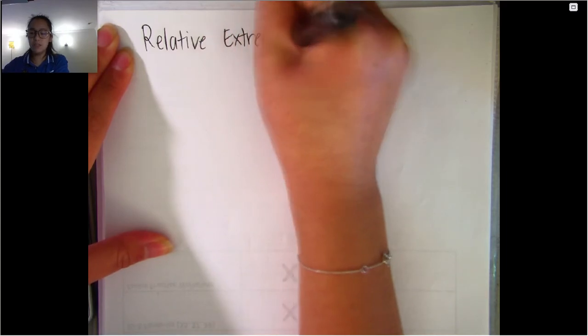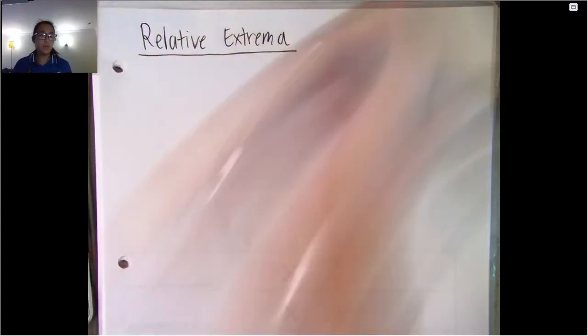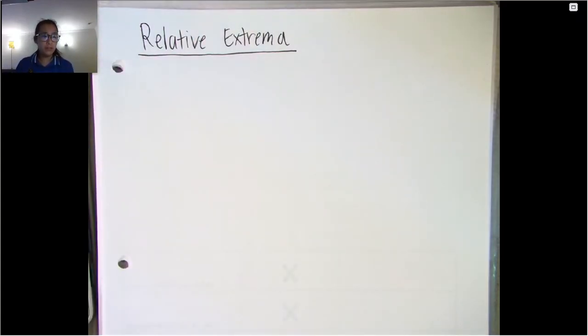Today we're going to be talking about relative extrema. We talked about this a little bit before, and so y'all should know the general look of relative extrema, but I wanted to give you a more formal definition of it.